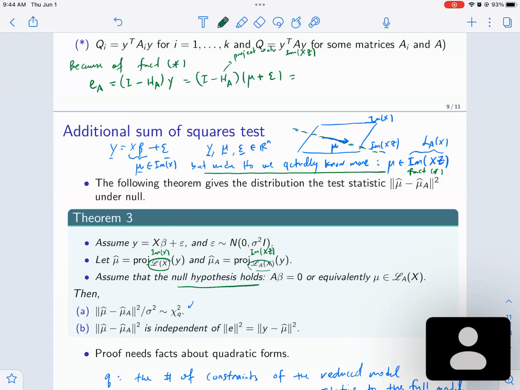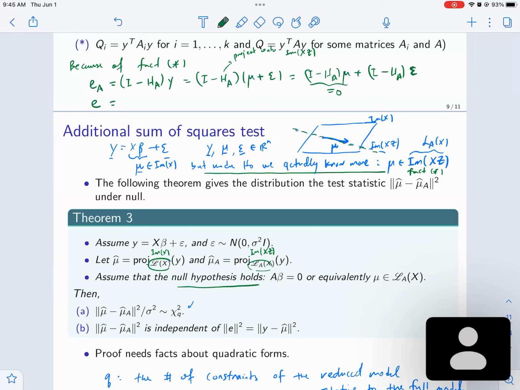So I have something in the image of XZ, or LAX, if you want. And I'm projecting it onto the orthogonal complement of that subspace. The answer is a simple answer. 0, yes. So I get (I minus HA) mu plus (I minus HA) epsilon. This would be 0 because mu is in the image of HA, or in the image of where it projects. So HA mu would be basically mu. So you get mu minus mu. That's another way of saying it. So that's why this ends up being like this.